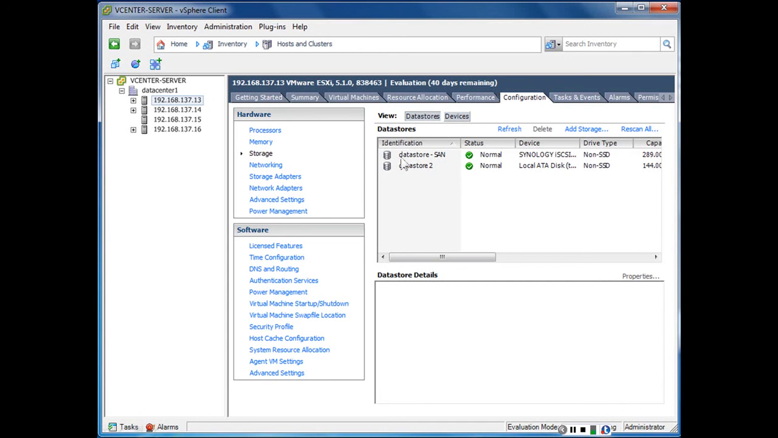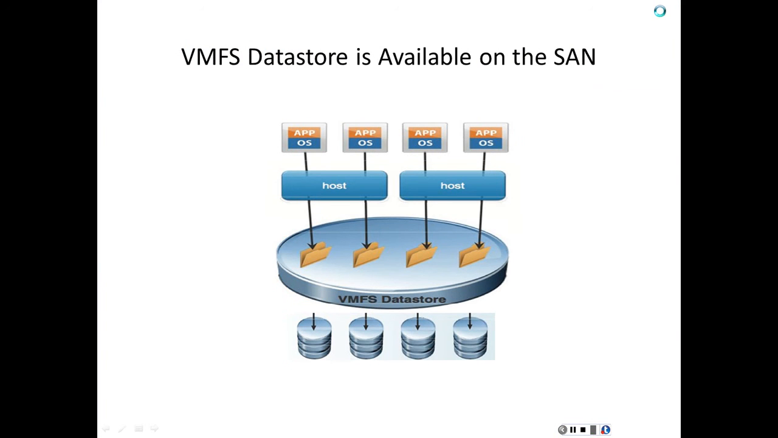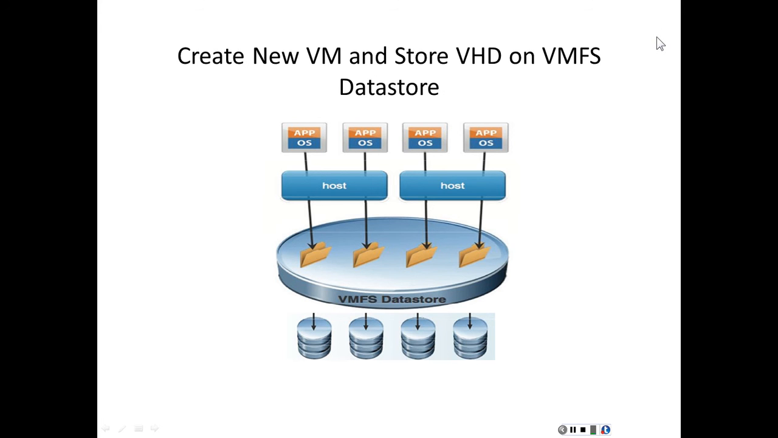and now we can see that a new data store has been created that corresponds not to the internal hard disk on the ESXi host, but to the disk array. The VMFS data store is now available on the storage area network. So now we can create new virtual machines and store the virtual hard disks on the VMFS data store.